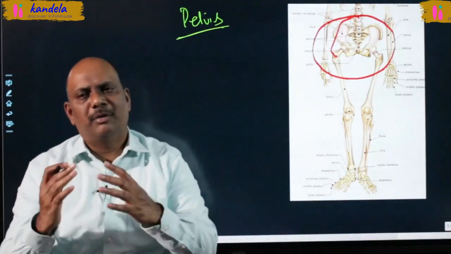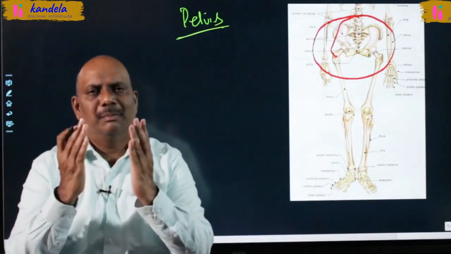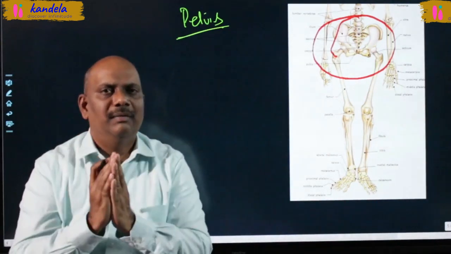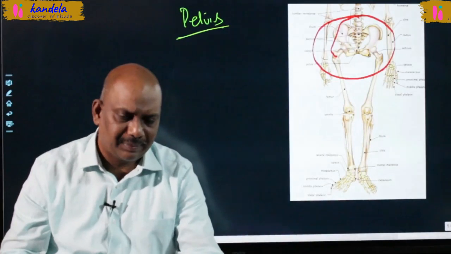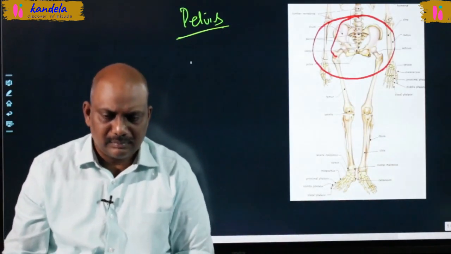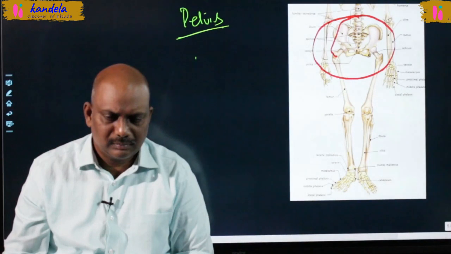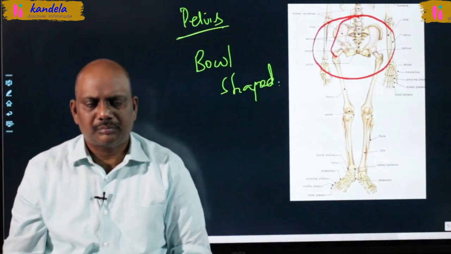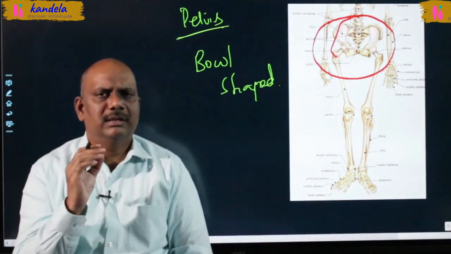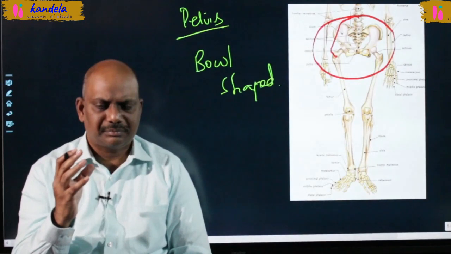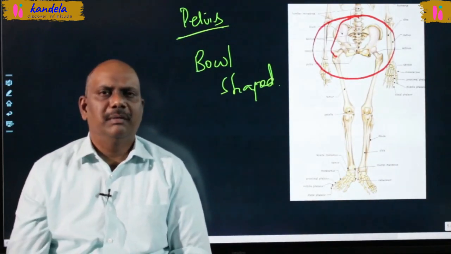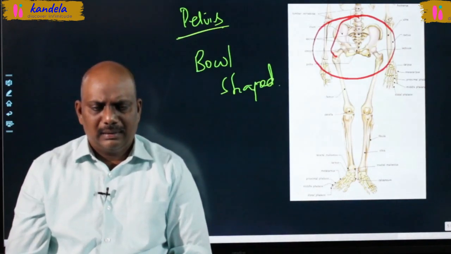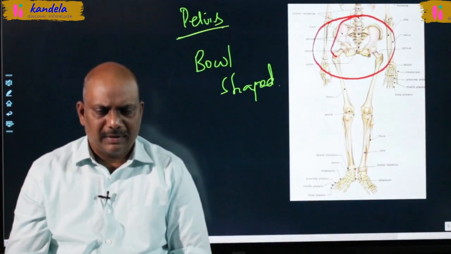Once you get erect posture, if the pelvis remains like a plate, it will be of no use. So as a result, the plate-like pelvis became bowl-shaped. Even for Australopithecus, the pelvis bone is bowl-shaped. Okay. The next aspect.